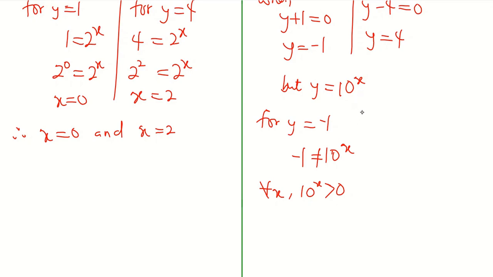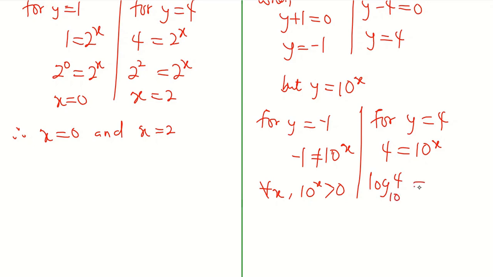So we go to the next one, and the next one we said for y is equal to 4, then it means we have 4 to be equal to 10 exponent x. Now in this instance, we cannot express 4 for it to have a base of 10. So what you can do is that we have to take log of both sides, which means we have logarithm of 4 to the base 10, which is equal to logarithm of 10 exponent x to the base 10.